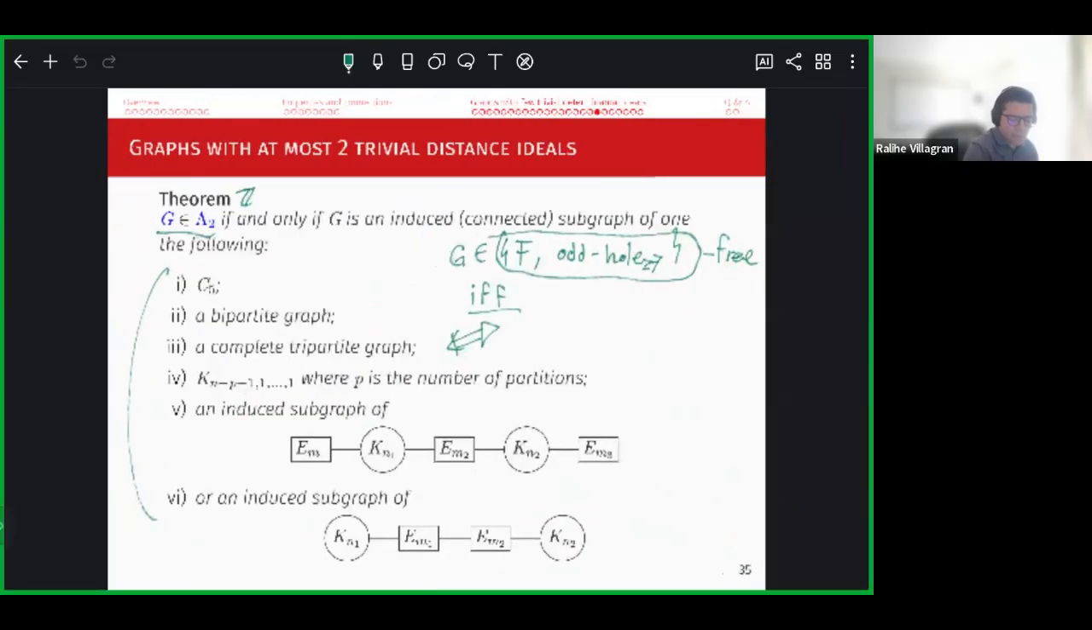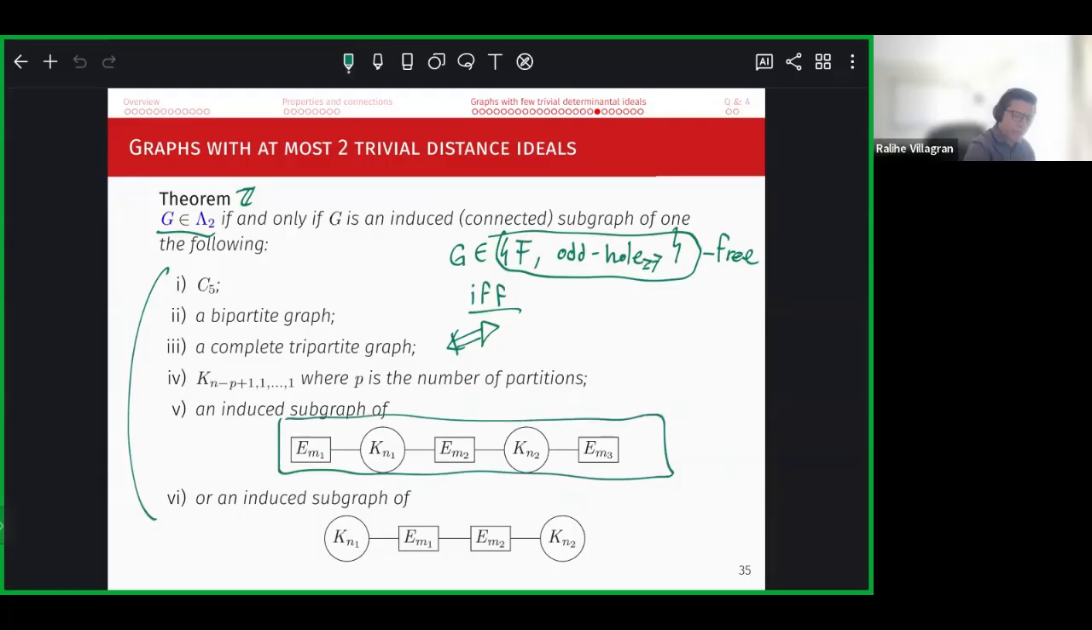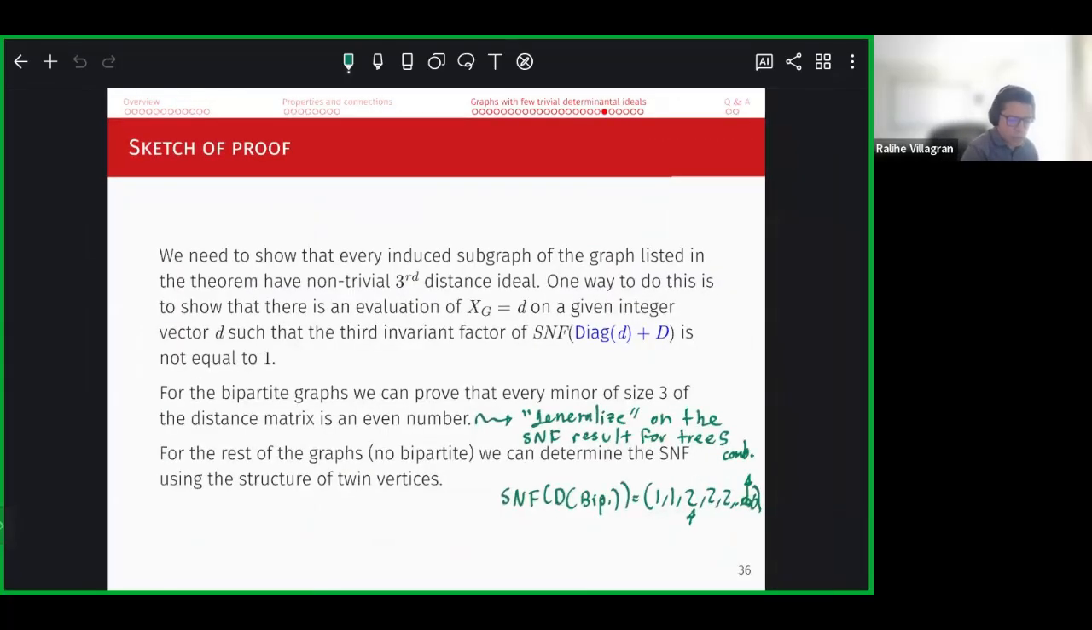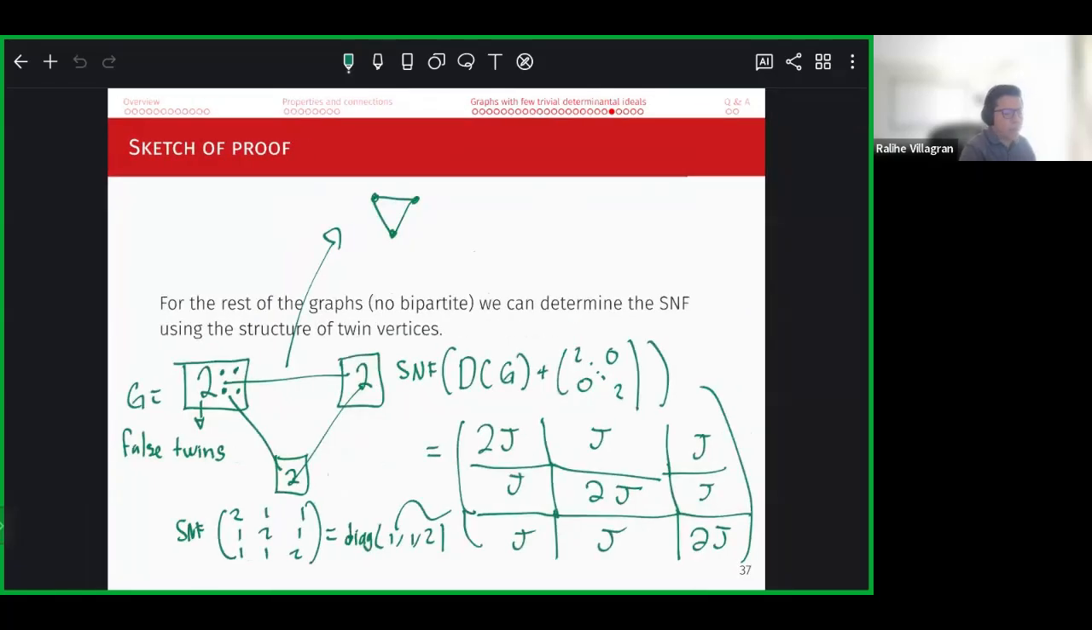And actually, if we take any of these subgraphs and we set up the diagonal entries corresponding to these vertices to 2, and here to 1, 2, and 1, everything works out because of the distance matrix form. So that's what I mean that we use the twin structure of the graph.